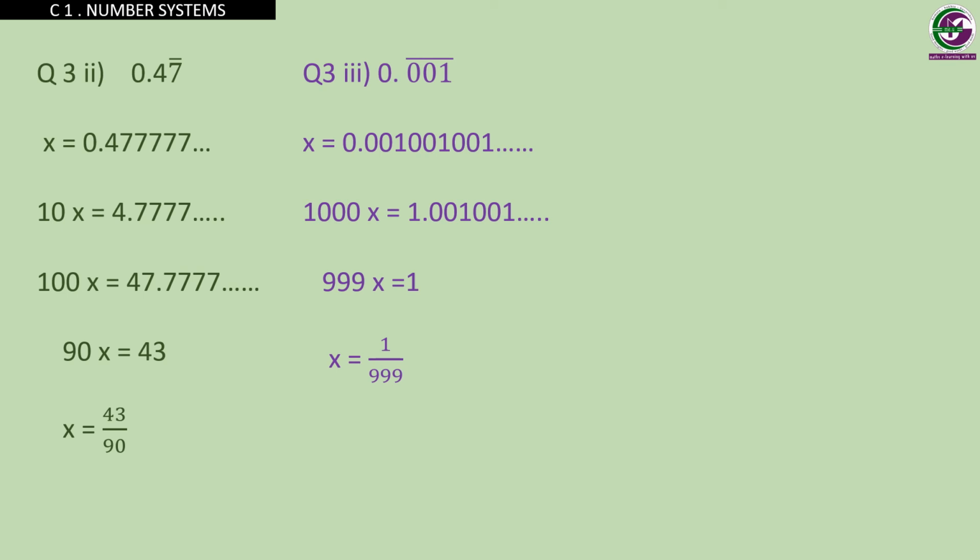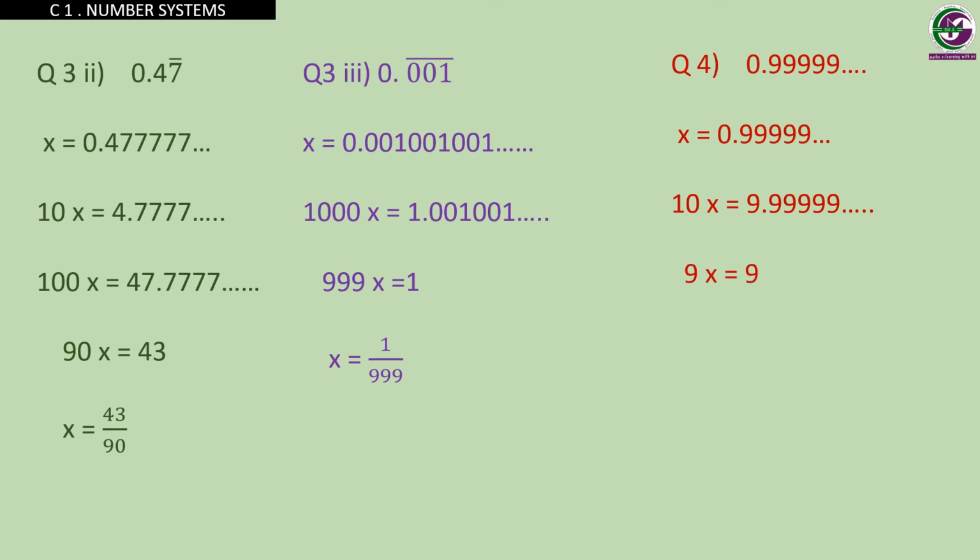Great. Now let's move to a wonderful question number 4. 0.999. Can you guess the answer? Because this is very close to what number? Let us see. So the first step is we replace by a variable x and we multiply both the sides by 10 because only one digit is repeated. So 10x is equal to 9.99. Equation 1, equation 2. Minus them. 10 minus 1 is 9x and 9 minus 0 is 9. So x is equal to 9 divided by 9, which is equal to 1.